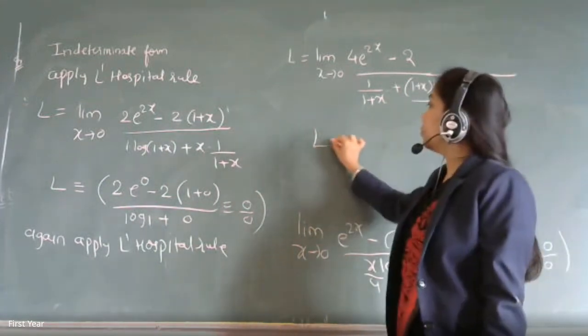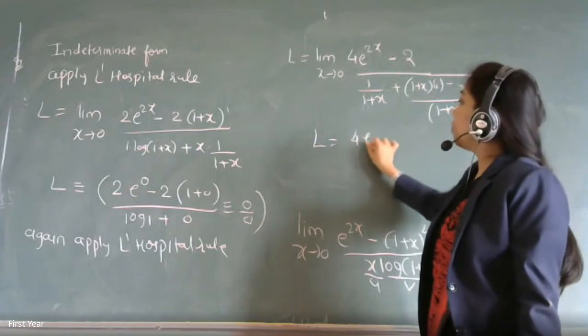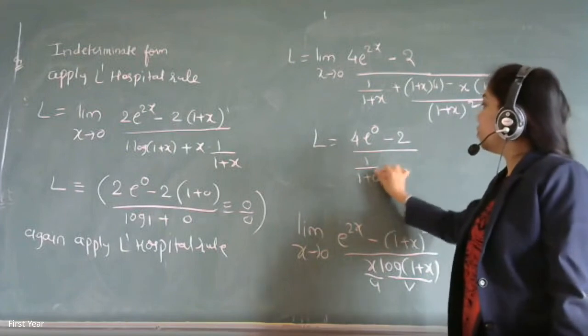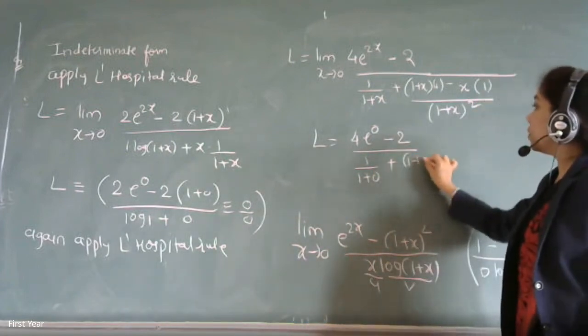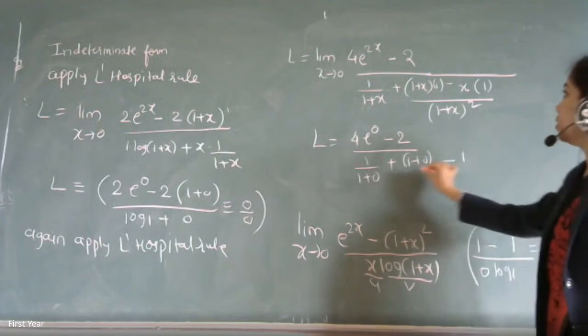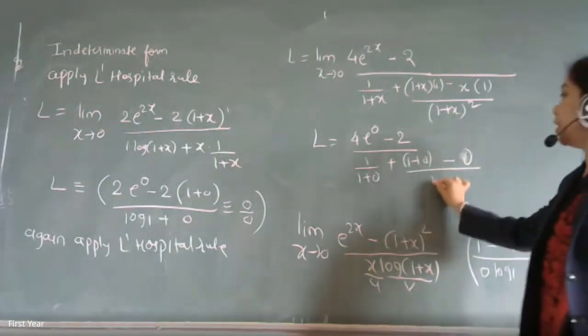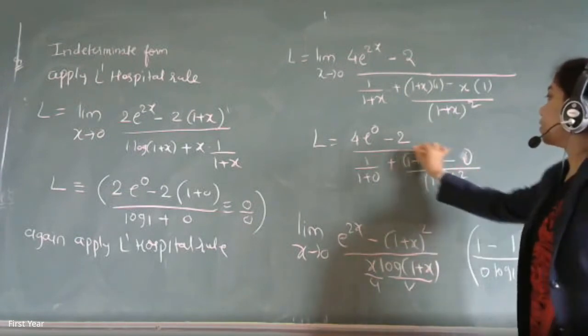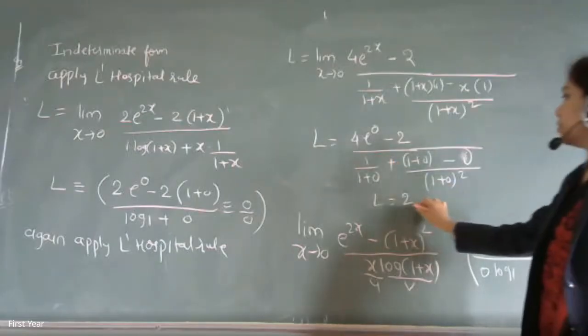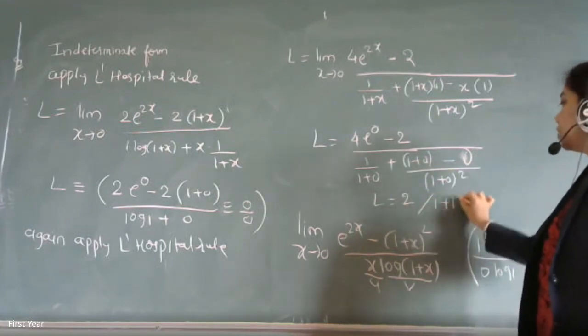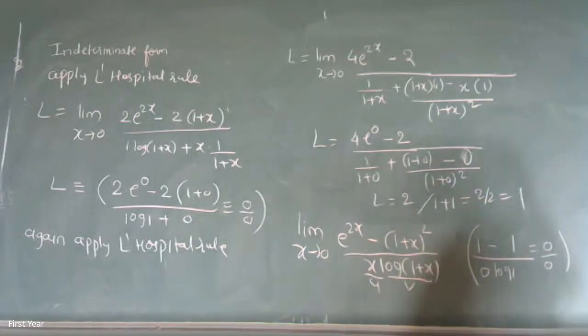So L is equal to, when you put x equal to 0, 4 into e raised to 0 minus 2, divided by 1 upon 1 plus 0, plus 1 plus 0, minus 1 upon, minus 0 divided by 1 plus 0. So what's your answer? 1. This is 1 as well as this is 1. 1 minus 0 is 1 upon 1. So 1 plus 1, that is 2. So 2 by 2, the answer.